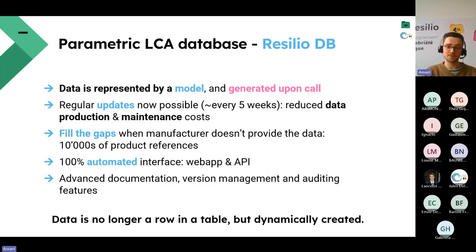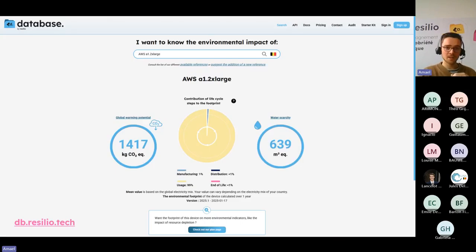And we can fill the gaps because manufacturer data is not fully available for all products. So when it is not, we can provide information, and it is fully automated, providing advanced features for documentation, version management, or auditing. How does it look like?